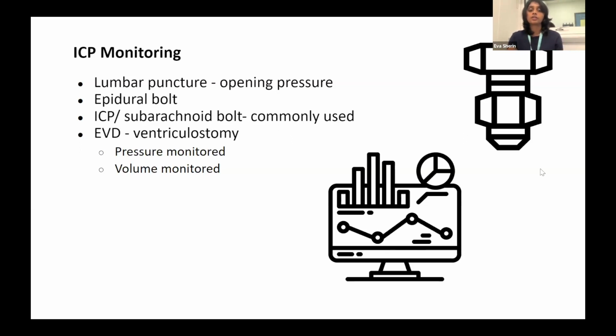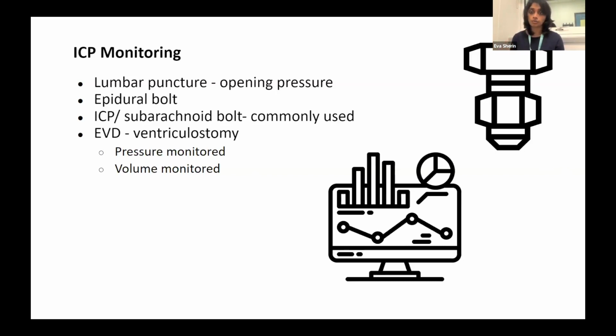An EVD can be divided into pressure monitored and volume monitored. So when you connect the EVD to the monitor with readings on it, it can be pressure monitored or volume monitored. A volume monitored one is when you make sure that a particular amount of volume is drained every hour. So if you decide 15 ml of CSF should come out every hour, then 15 ml will be drained by that device every hour, regardless of how much CSF is inside the brain.